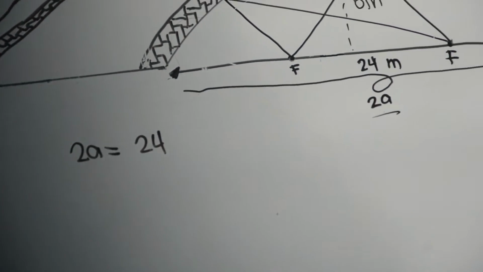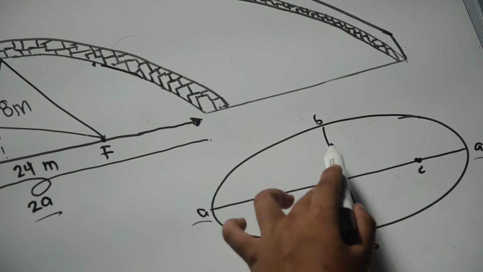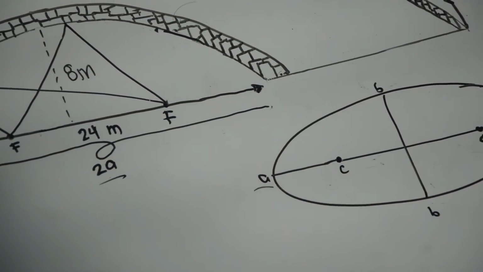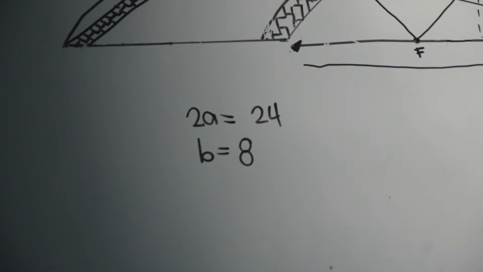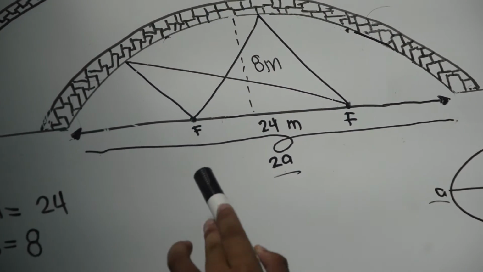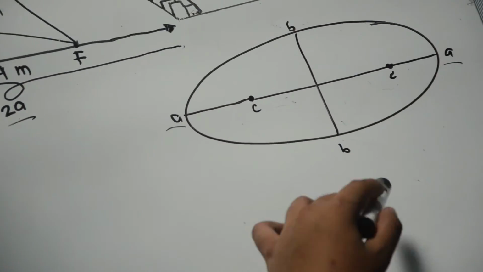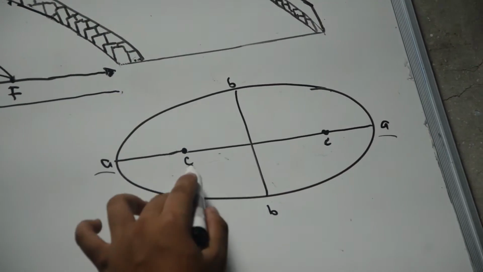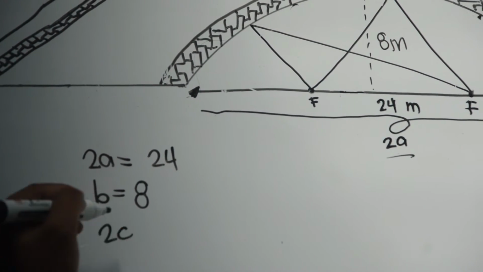Since the narrow arc is 8 meters high, and in an ellipse, b is equal to the height of the arc from its center, b is equal to 8. And we are to find the distance from the focus to another focus. And in the ellipse, the focus with the point C and the distance from the focus to another focus is equal to 2c. So we are to find 2c.